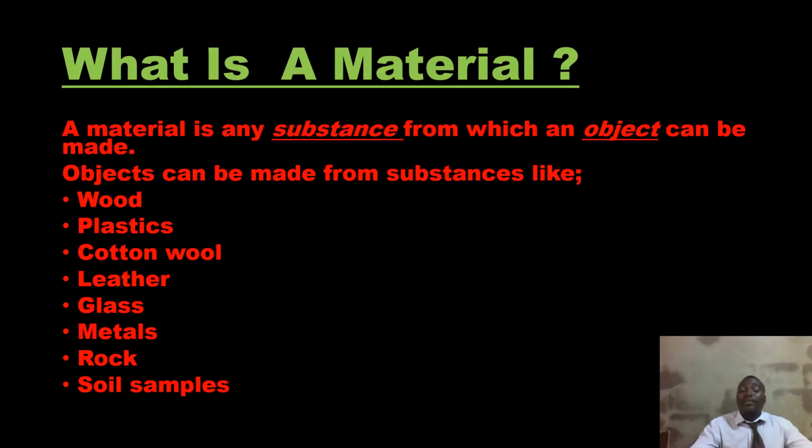When we say material, what is a material? In simple terms, a material is any substance from which an object can be made. Now, objects, as we made mention, like tables, like bottles, like cars, like pots, can be made from substances like wood, plastics, cotton wool, leather, glass, metals, rocks, soil samples. All these are materials from which objects that we use every day are made from.